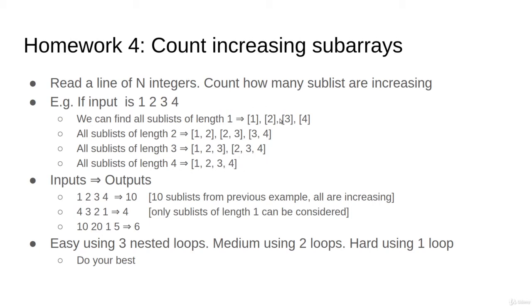If you counted all of them, you will notice we have 10 different sublists. All of them are increasing. If I change this order to be decreasing to increasing here, there are now only sublists of length 1 that are valid. And for this one, we have an answer of 6.